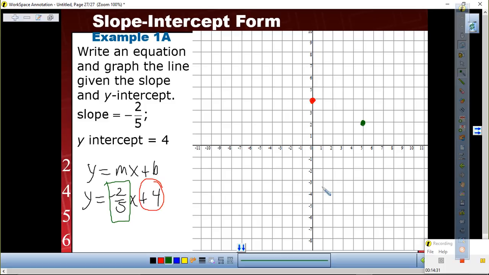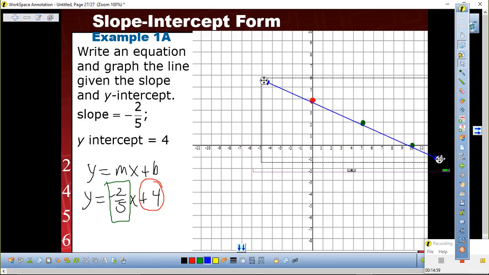So now, do I only need those 2 points? Yes, but I want you to do at least 3 to 4 points. So watch. I already have this one and this one. Now I'm going to start from here. I'm going to use the same slope. How many steps down? 1, 2. How many to the right? 1, 2, 3, 4, 5. And then I graph my line. And I'm done. Copy that, please.